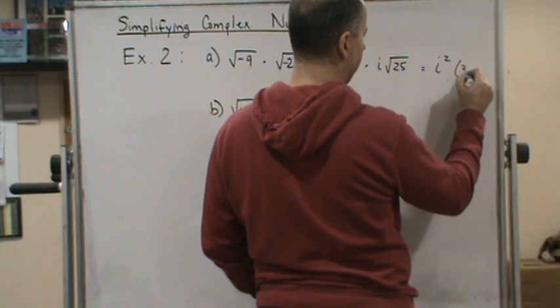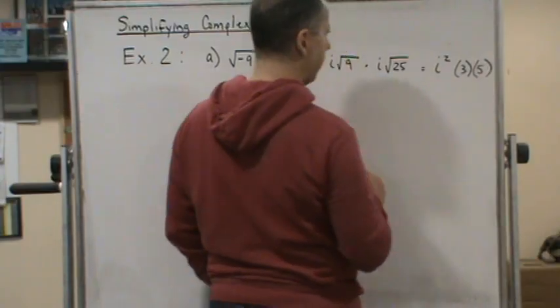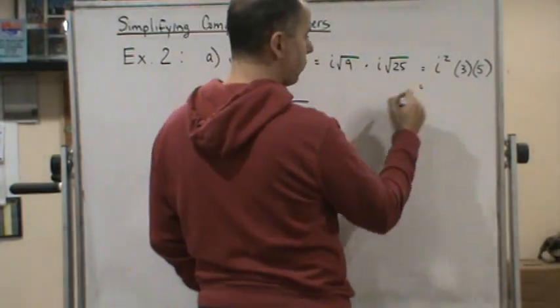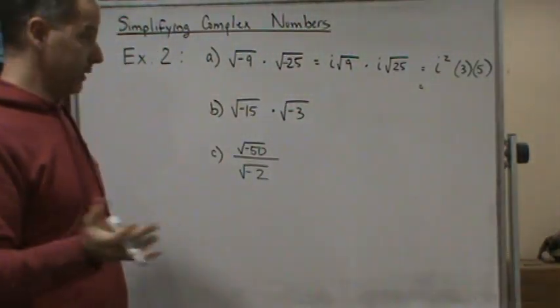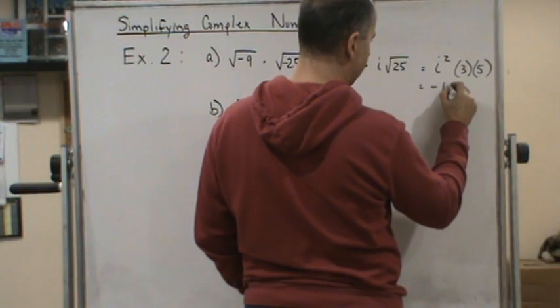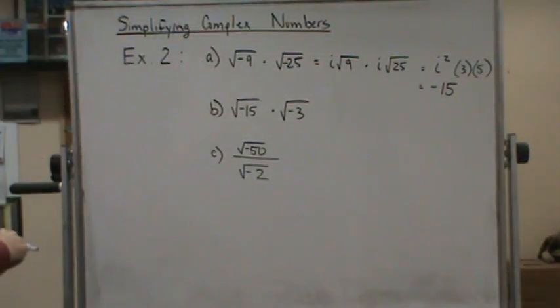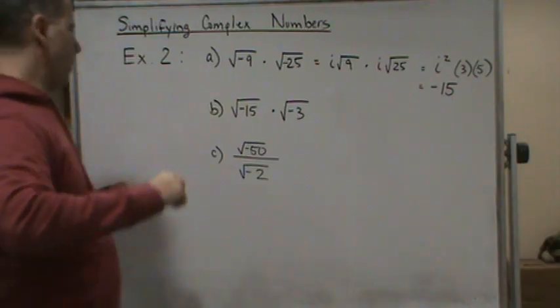So I get 3 times 5. Now, i squared is -1, right? So remember, i squared is -1. So this is going to end up being -15. So it turns out to be a real number, okay? Right, so it's -15.